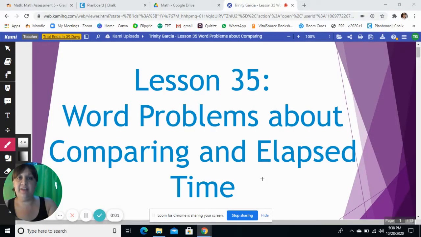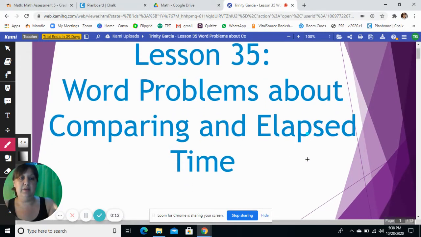Saxon Math, Intermediate 5. This is lesson 35. It's word problems about comparing and elapsed time. So let's go ahead and get to it. All right, here we go.